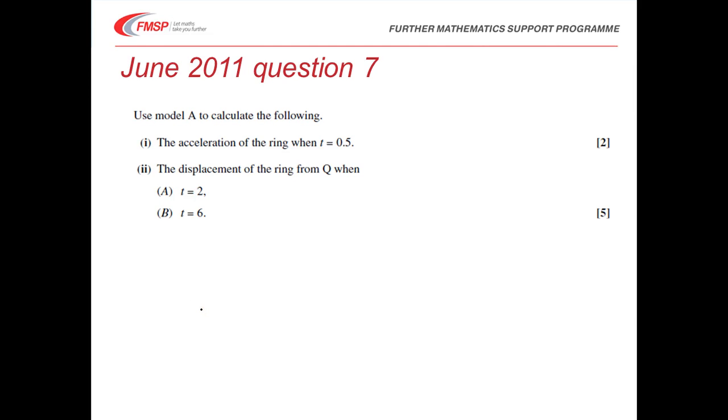So we have to use model A to calculate the acceleration of the ring when t is 0.5 and the displacement of the ring from Q, which was the starting point, when t is 2 and when t is 6. So that's 2 marks and 5 marks for those.